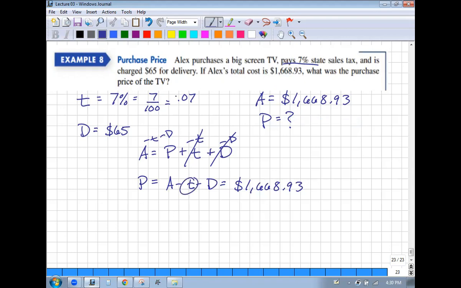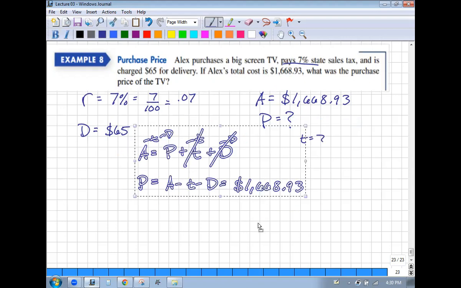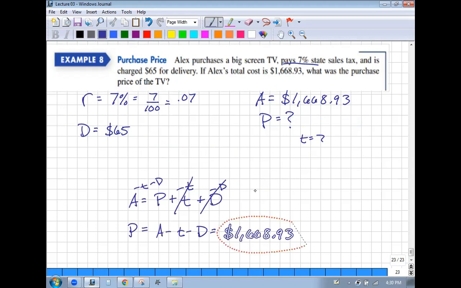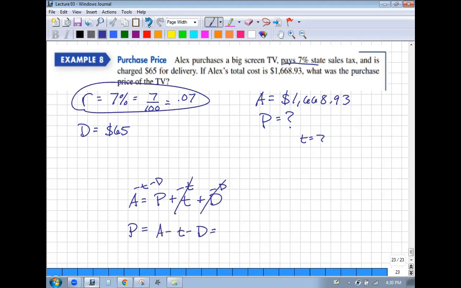But what is T here? I shouldn't have used T. This should have been R. This is our rate, our tax rate, right? We don't know what T is yet. Now let's scoot back. All right, this is our rate. So how do we find out what the taxes are? All right, our tax is going to be, well, we don't know, do we? We don't know the price, right? It would be the price times the rate.